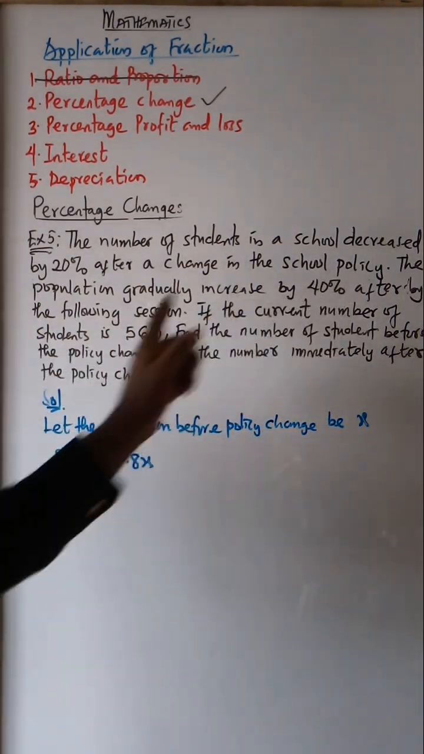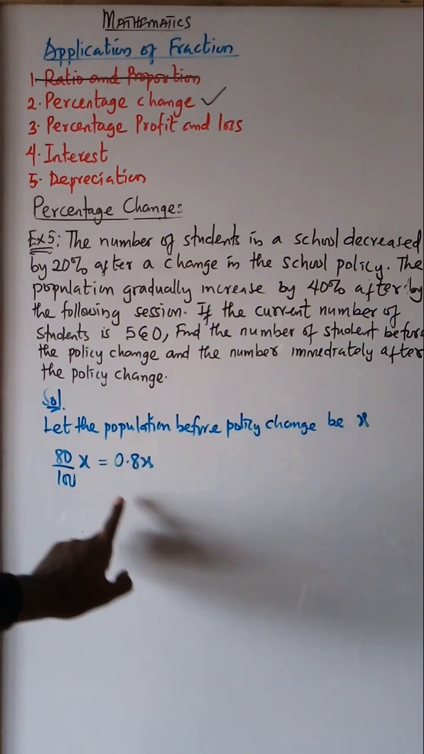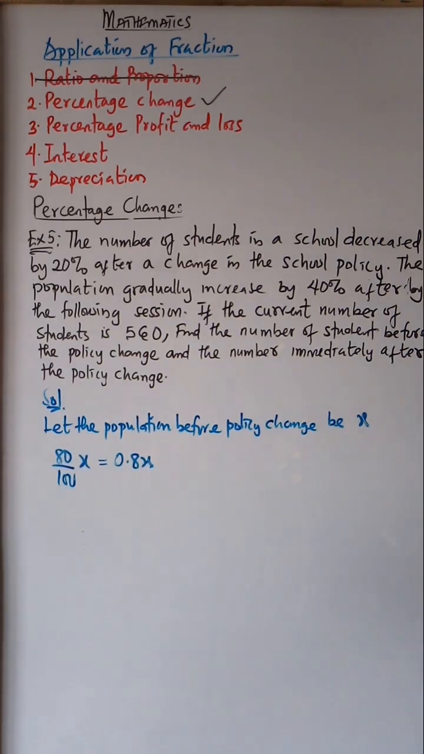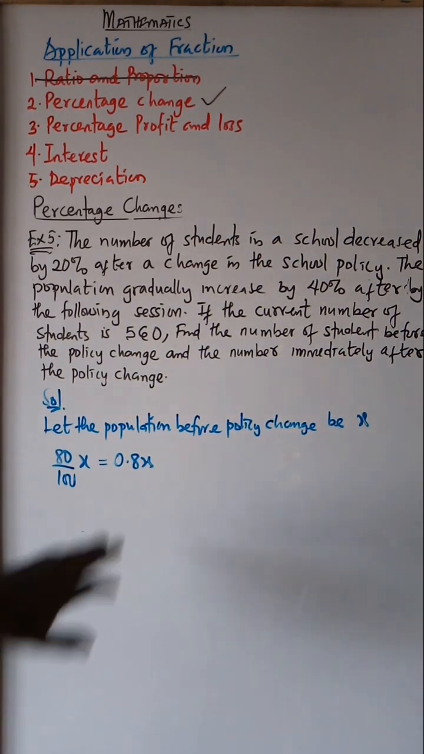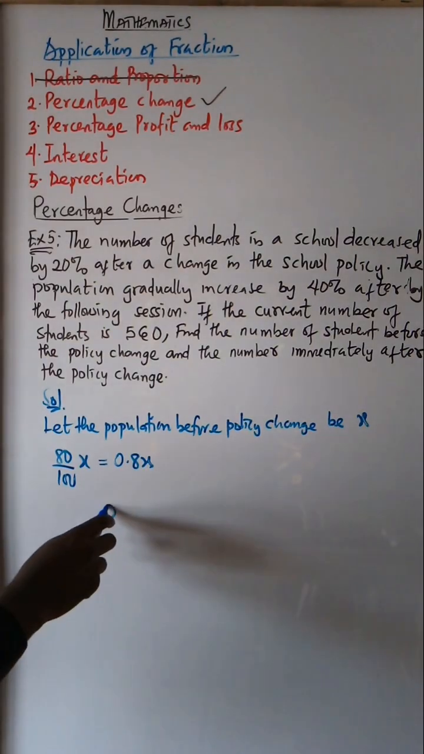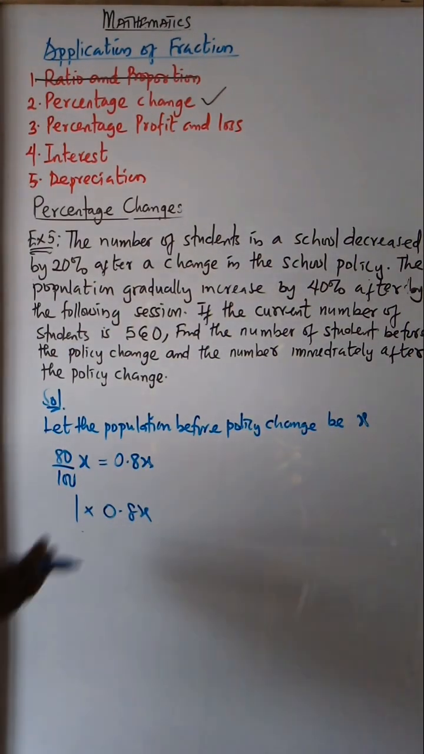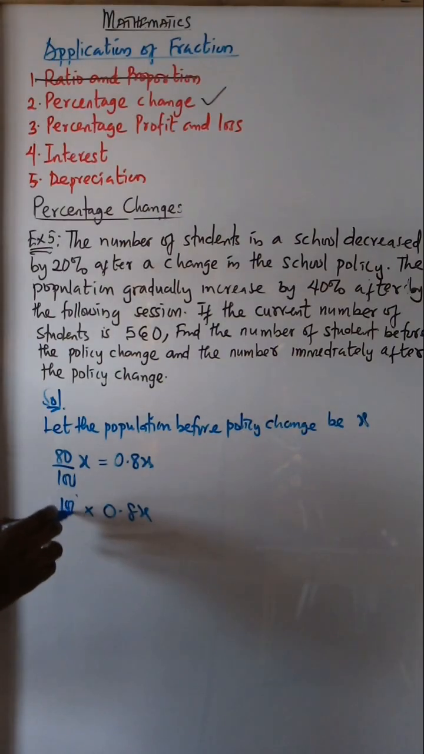Now, the population gradually increased by 40%. Perhaps the policy was against some people's interest in the school. Then it gained other people's interest and the population increased by 40%. What now increased was not X. It is 0.8X that now increased, because the new population is now 0.8X. So this 0.8 was complete before. I can write it as 1 times 0.8X, or 100% of 0.8X.